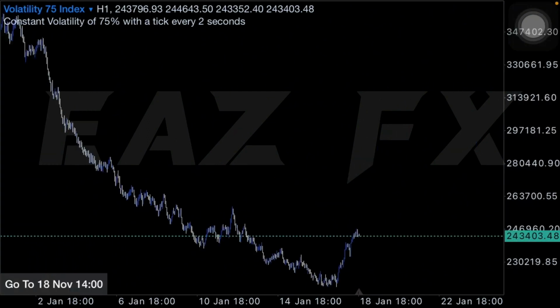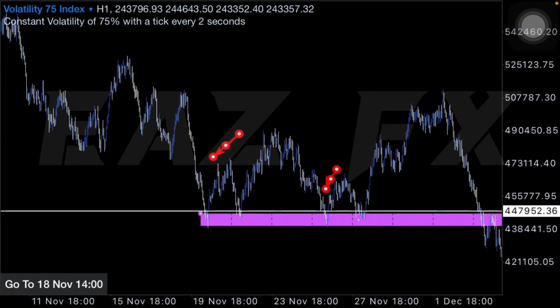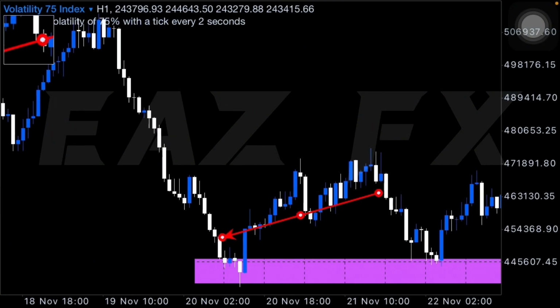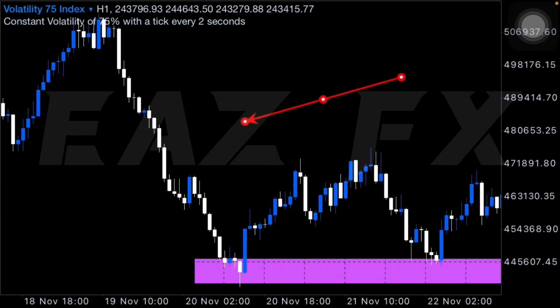Let me go to the 1 hour time frame. Why does price bounce for the first time here? Why did it happen like that? Because there's nothing like those other blocks we discussed earlier on. But why did it happen?